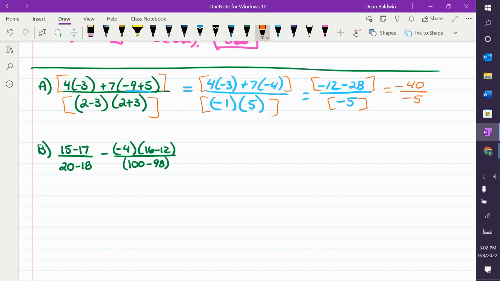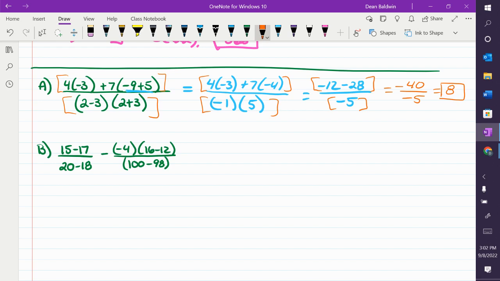So now I have negative 40 over negative 5. What's a negative divided by a negative? Positive. What's 40 divided by 5? 8. The answer is 8.